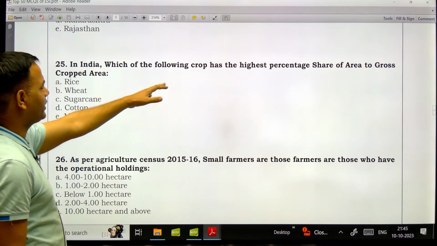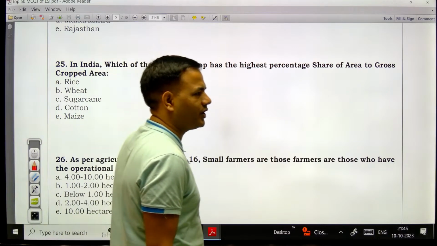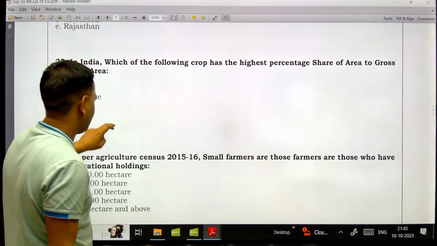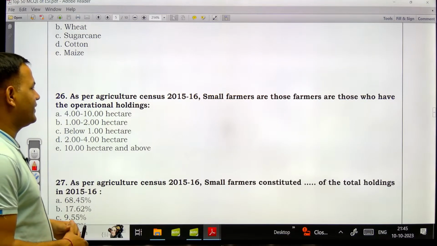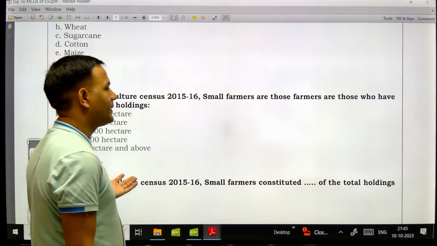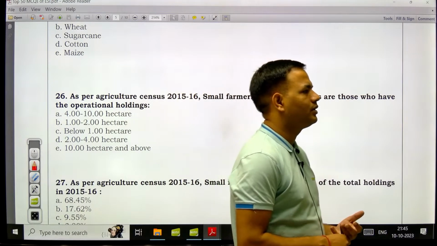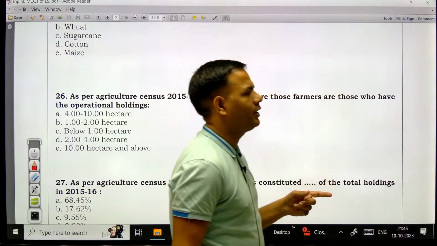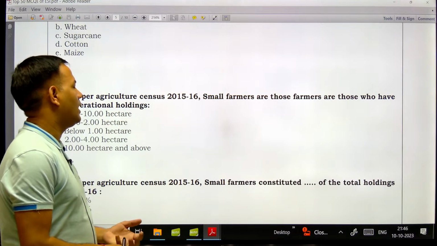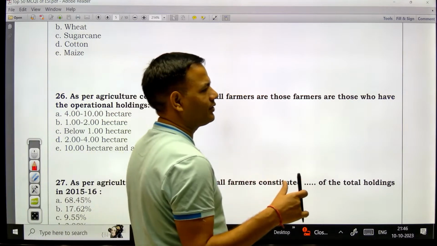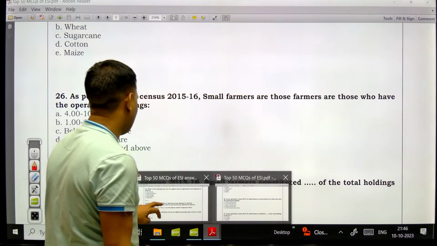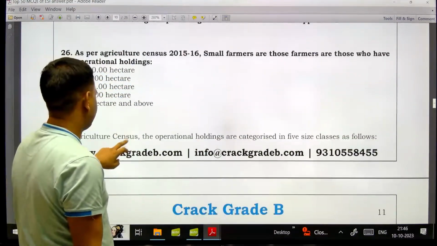Which of the following crops is the highest? It is an easy question. Rice is the right answer. Next question. As per the agriculture census 2015-16, small farmers are those farmers who have the operational holding. It is an easy question. RIDF figures are given in the NABARD annual report MCQs. You can check. As per the agriculture census, we have given it in the NABARD annual report MCQs also, and the NABARD annual report document is in the course.